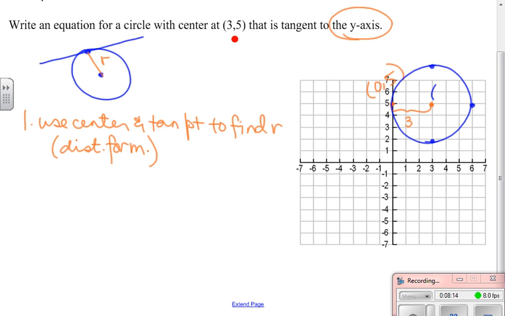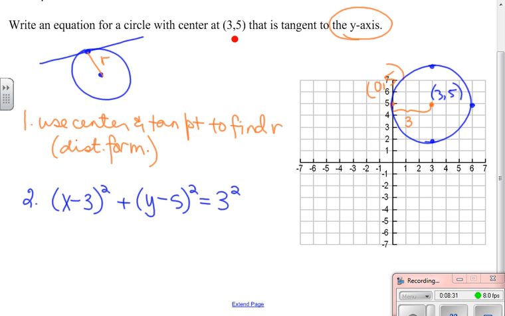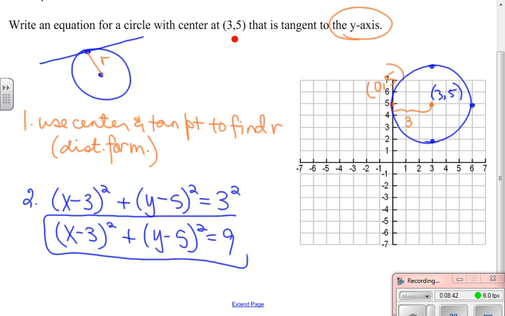My center is at (3, 5), and so my equation is going to be (x minus 3) quantity squared, plus (y minus 5) quantity squared, equal to 3 squared. (x minus 3) quantity squared, plus (y minus 5) quantity squared, equals 9. And that is our equation.